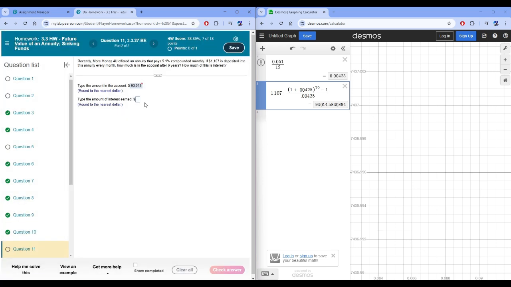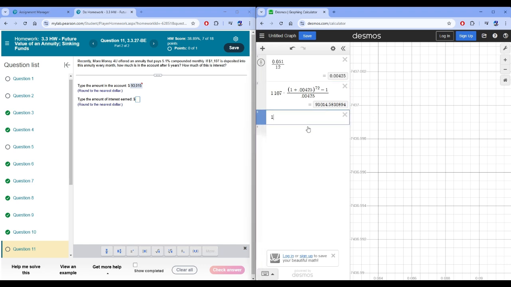Oh, it's a part 2. How much of this was interest? Would that just be 1107 times 72? And then do 93,015 minus 79,704. $13,311. $13,311 was interest. Yep.